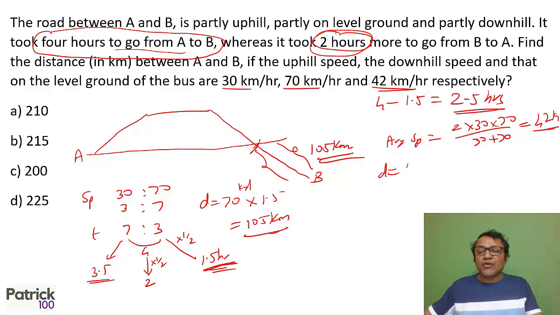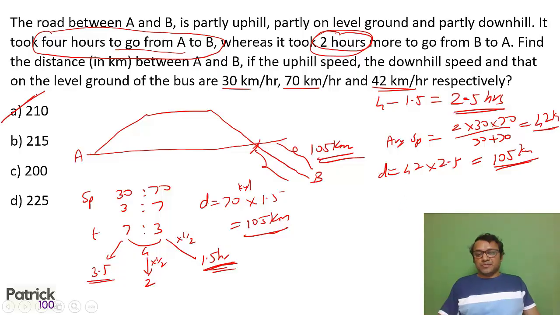So the distance traveled is 42 into 2.5 hours, because it traveled 2.5 hours at this speed. So 42 into 2.5 again gives you 105 kilometers. So 105 kilometers plus 105 kilometers will give you 210 kilometers. Option A will be the answer. So first find the extra distance because of the 2 hours, and then find the equal uphill and equal downhill distance, because the speed everywhere is the same, 42. From there you get the distance.